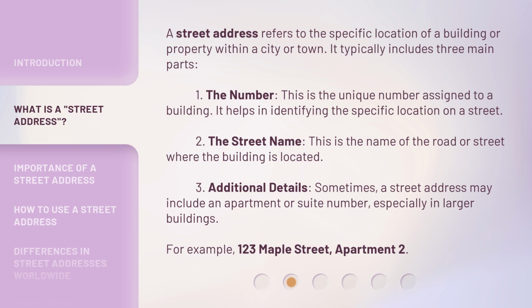2. The street name. This is the name of the road or street where the building is located. 3. Additional details. Sometimes, a street address may include an apartment or suite number, especially in larger buildings. For example, 123 Maple Street, Apartment 2.